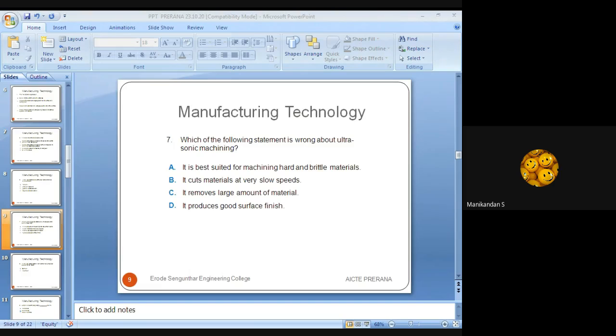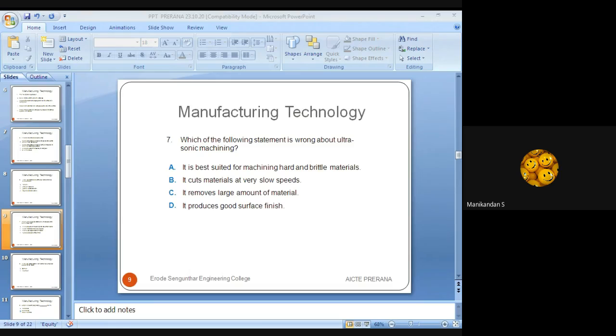Which one is wrong? Actually, ultrasonic machining is best suited for machining hard and brittle material. So the first one is not the right one. It also cuts the material at a very slow speed, and the third one is that it produces a good surface finish. So finally we have to decide that it removes a large amount of material is the wrong one.